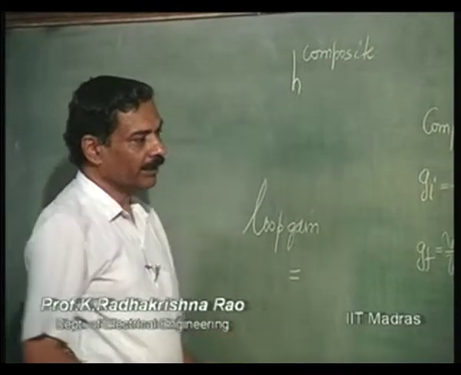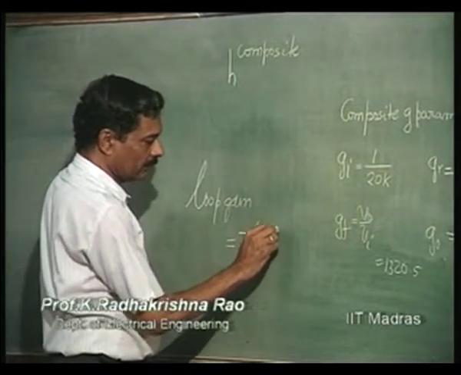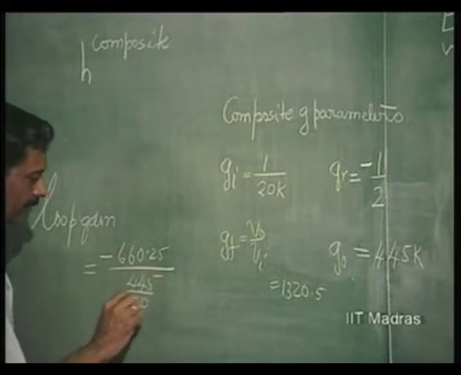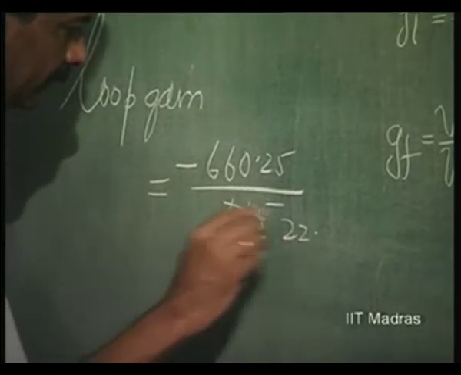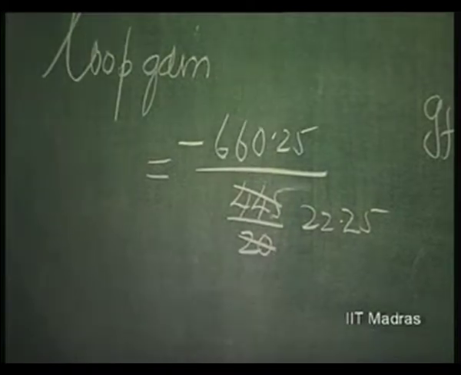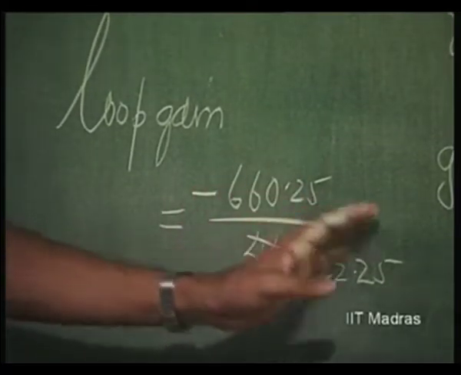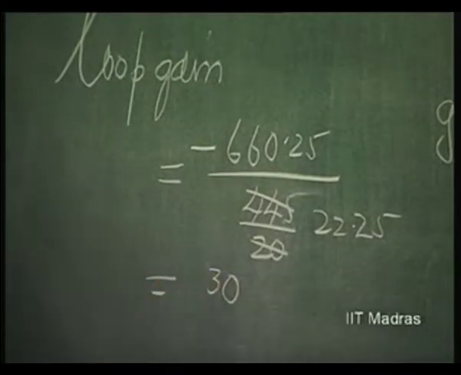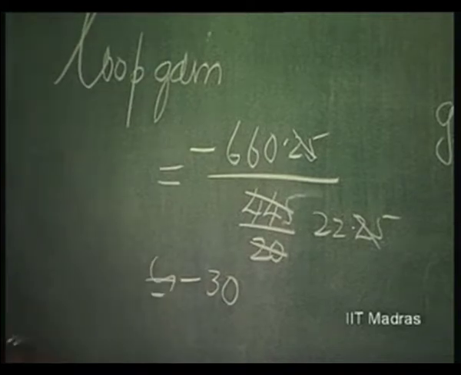Loop gain is, once again these things have become routine. You see 1320.5 into half, minus, divided by this into this, 445 by 20, right. So, this is 22.25. So, you have the loop gain, which is minus 660.25 divided by 22.25. If you neglect these 0.25s, it is simply 22 goes 3 times. So, about 30, if you ignore this. So, the loop gain is pretty high. So, minus 30 is the loop gain, indicating that it is negative feedback.